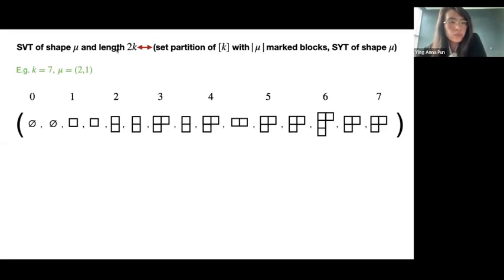To go from the left-hand side to the right-hand side, I randomly choose a simplified vacillating tableau of some shape. Here I choose the shape 2, 1, and some length k, where k is 7. You can see that length 2k means that from 0, I'm going through 14 shapes here. That's why k goes from 0 to 7. Now I want to make a subpartition of 1 to k, so that's why it's 1 to 7 here. How do I do that?